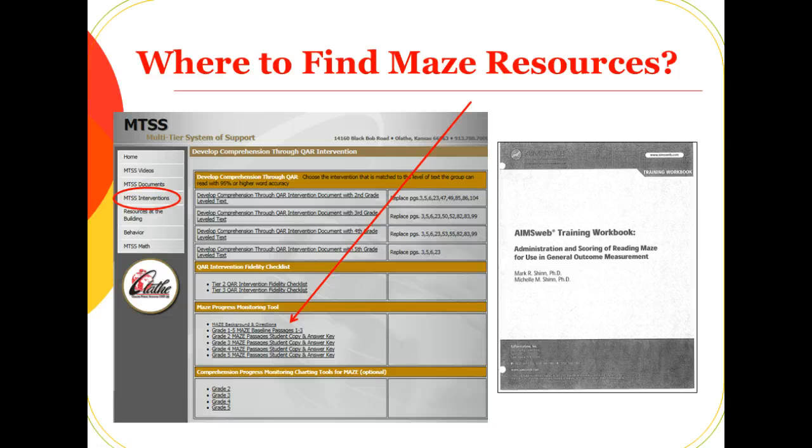What you'll do is go to the MTSS website and click on the sidebar that has MTSS interventions. If you are going to any of the interventions that are supporting comprehension, you'll find it there. So for example, in QAR, you'll find it down where it says the Maze Progress Monitoring Tool. You'll see the first bullet, it's the directions. Then the next one will be the baseline passages, and then they'll have the passages for grade levels 2 through 5.